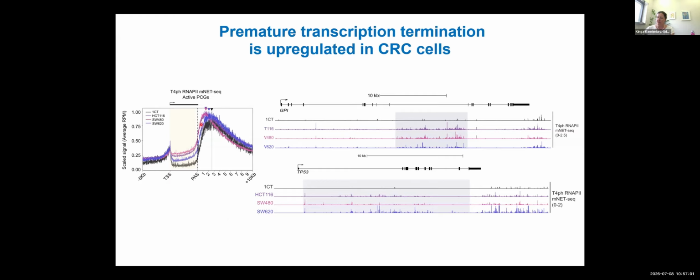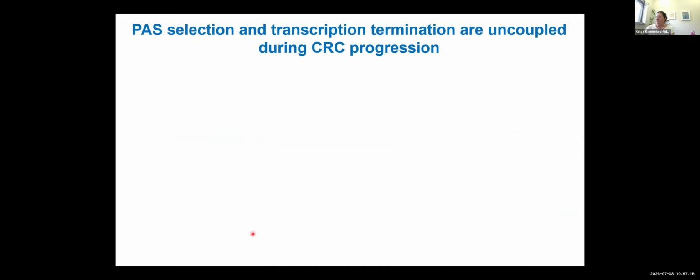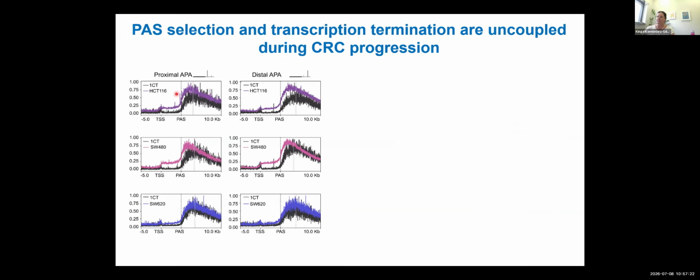But the striking thing, where I said that it was surprising to see termination happen earlier in cells from primary tumor, was the fact that we saw cleavage occurring later. We saw delay. We saw lengthening of mRNA, and here we see earlier termination.